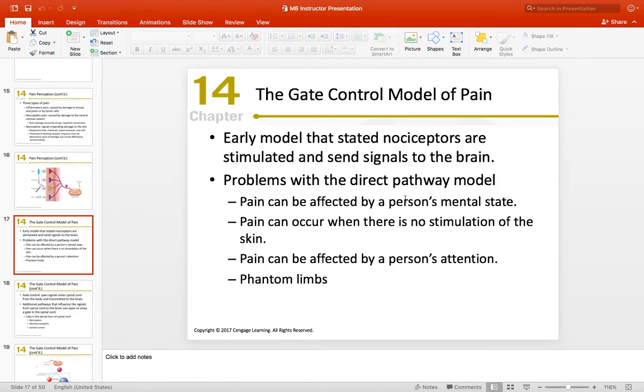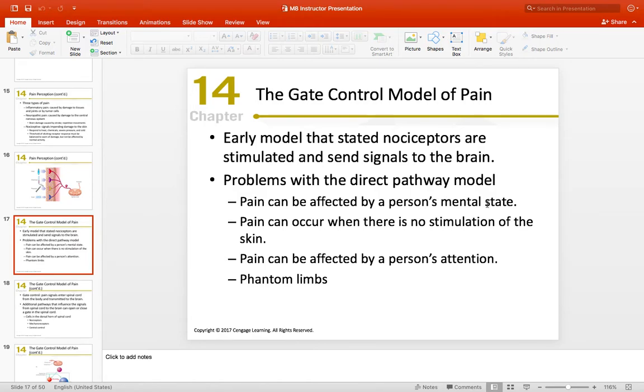Here you can see a tiny bit of history. Early models stated that nociceptors are stimulated, then they send the signals to the brain. This was called the direct pathway. So the idea is that there are these pain receptors. You activate them, and you feel pain. Done with it. It's pretty straightforward. There's a problem with that, and that's those top-down mechanisms that I talked about earlier. I want you to be aware that you can have these top-down components. Your mental state can affect your pain perception.